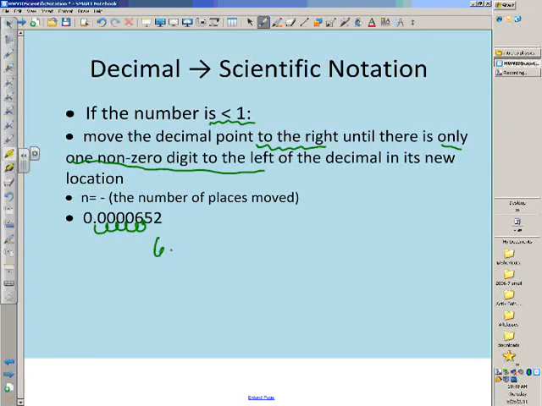So we start off with our coefficient, right? 6.25 times 10, and we had to move it 1, 2, 3, 4, 5 places, but now we use the negative exponent. So that number in scientific notation would be 6.25 times 10 to the minus 5th.